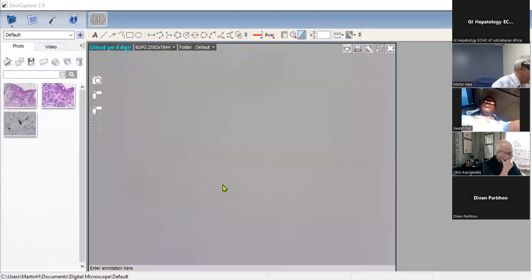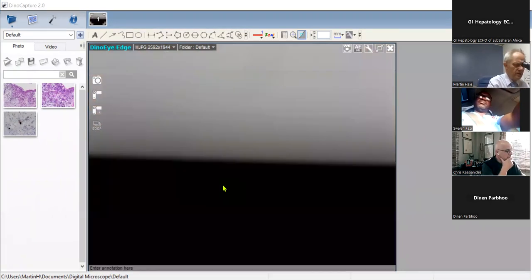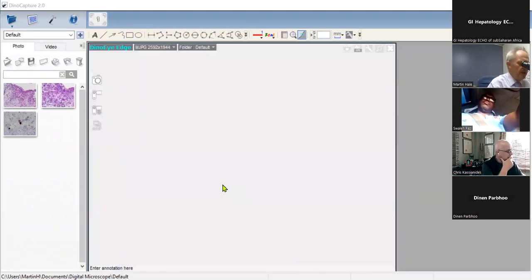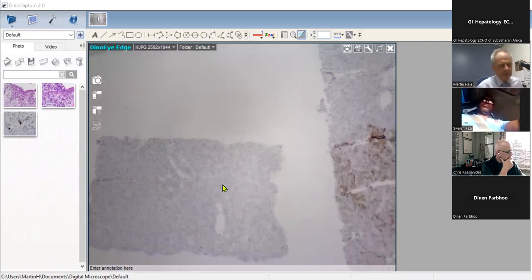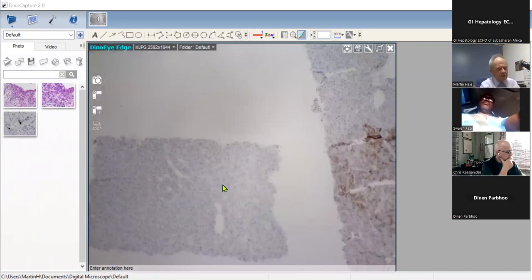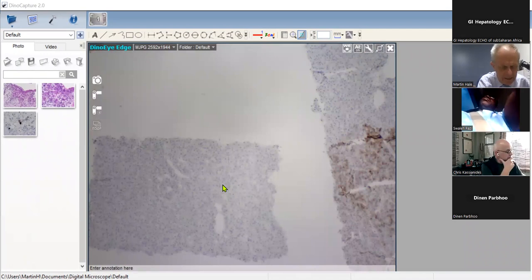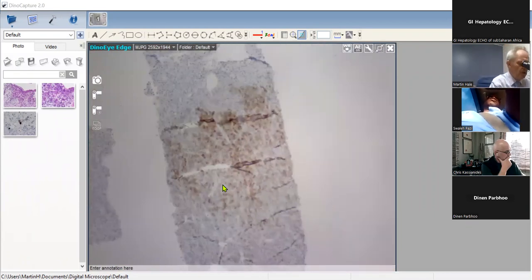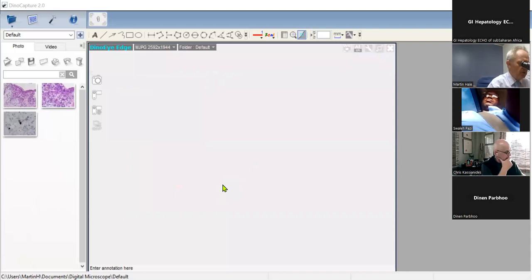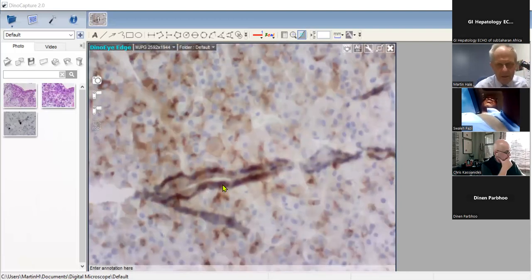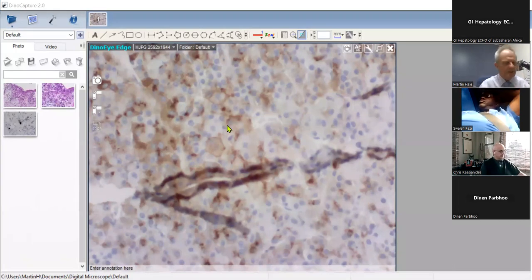Now, the other one is the glypican-3. And glypican-3 is a useful marker. It's relatively specific. I say relatively because you can also get positive staining in things such as non-seminomatous germ cell tumors and a number of other situations as well. But here, for example, you've got also focal staining, cytoplasmic staining for glutamine synthetase. You can see that there, nicely demonstrated.